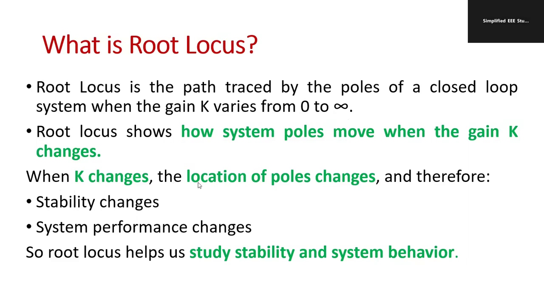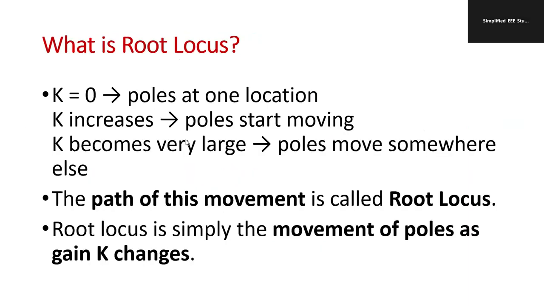Whenever k changes, the location of poles also gets changed. So that means stability is going to be affected. Even system performance is also going to change. These are the major observations which you can check out. The root locus helps to study the stability as well as system behavior. That is what we are mainly focusing on in the root locus. We can predict the system stability.